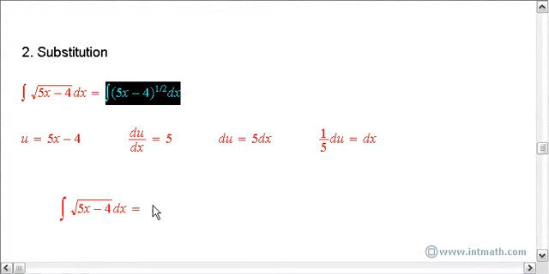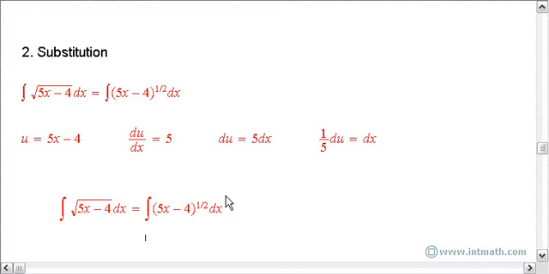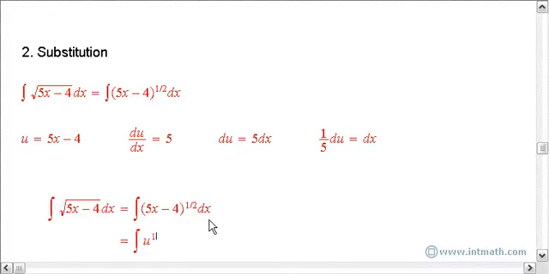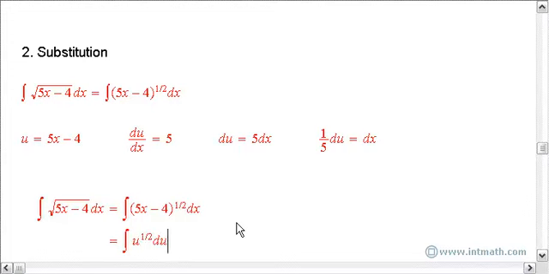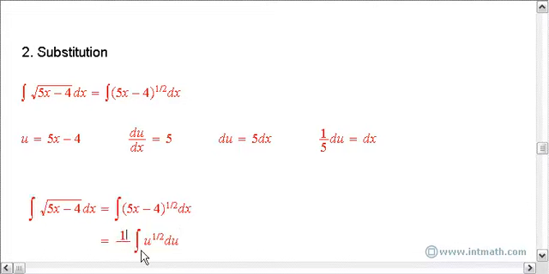So I take this and just paste it in here, and now I'm ready for the substitution. 5x minus 4 I've said is now going to become u, and 5x minus 4 was to the power half, so I must do it to the power half. dx is equal to 1/5 du, so I do du, and where should I put this 1/5? Well, the best place to put it is out the front like this. It's just a constant, and so I can just put it out the front.